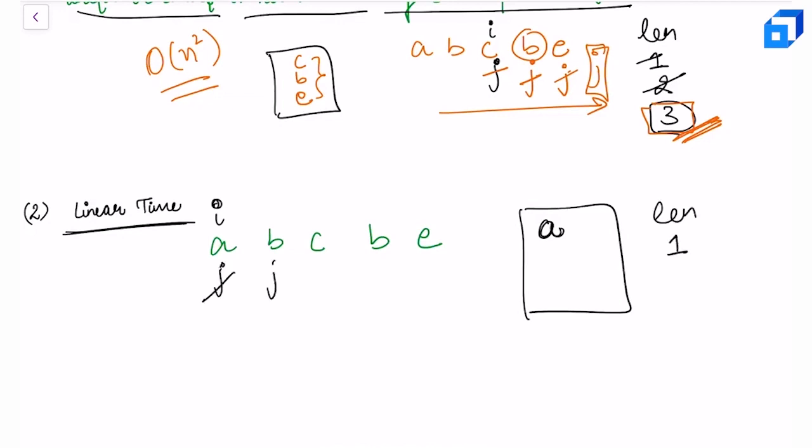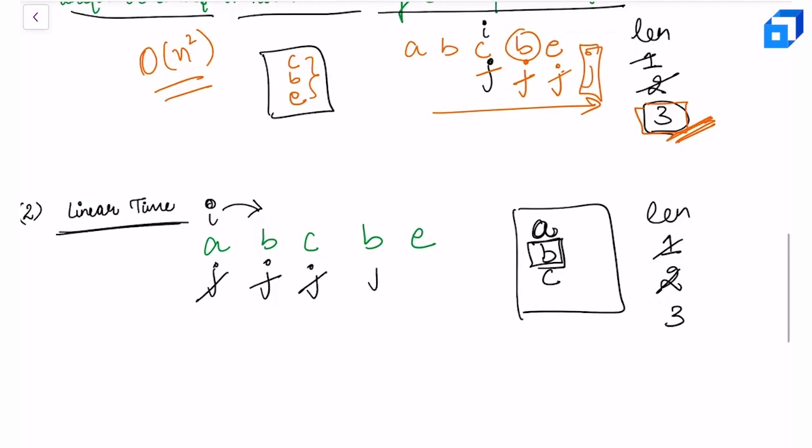Now let's increment J. B is not present, so let's put B and increment our length. Let's increment J. C is not there, so let's put C and increment the length. Now let's increment J. B is already present now. Since B is already present, instead of just incrementing I by one position and moving J back to the ith location and restarting and checking all the substrings, can we not move J any further? Can we just do something else?